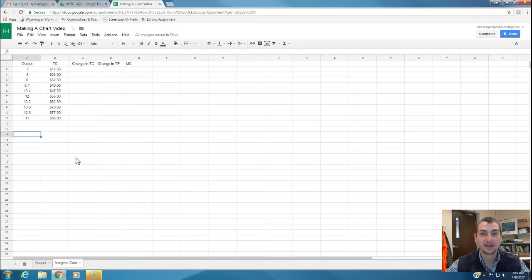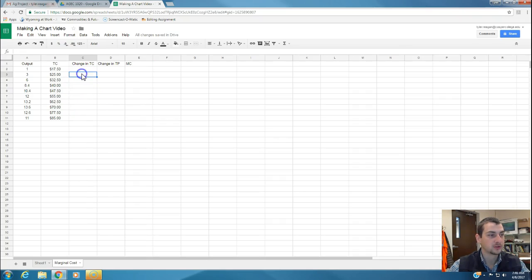The mathematical formula for marginal cost is the change in total cost divided by the change in output. So what we have here is the output column and the total cost column, and we're going to find the change in total cost, then the change in output, which is also known as total product, and then from there we can find the marginal cost.